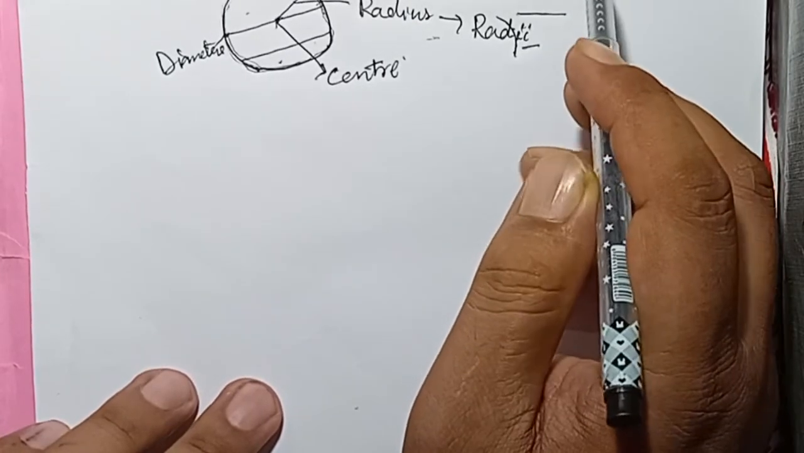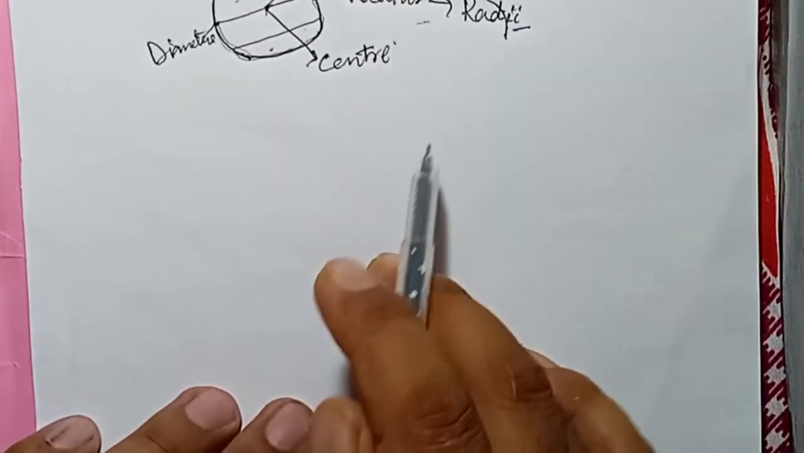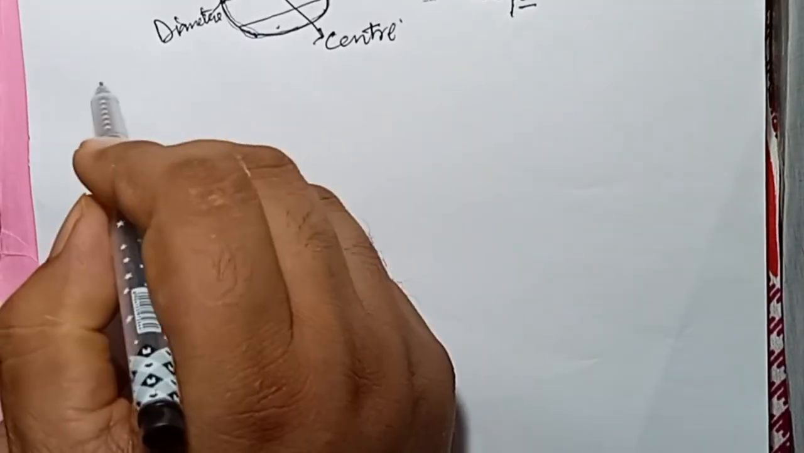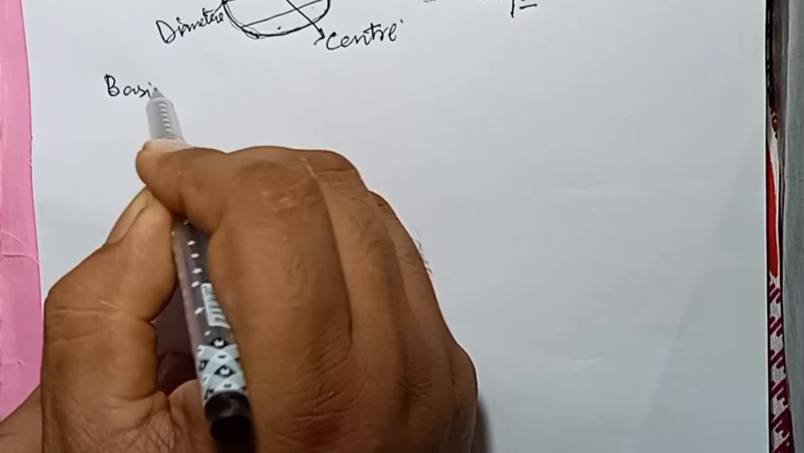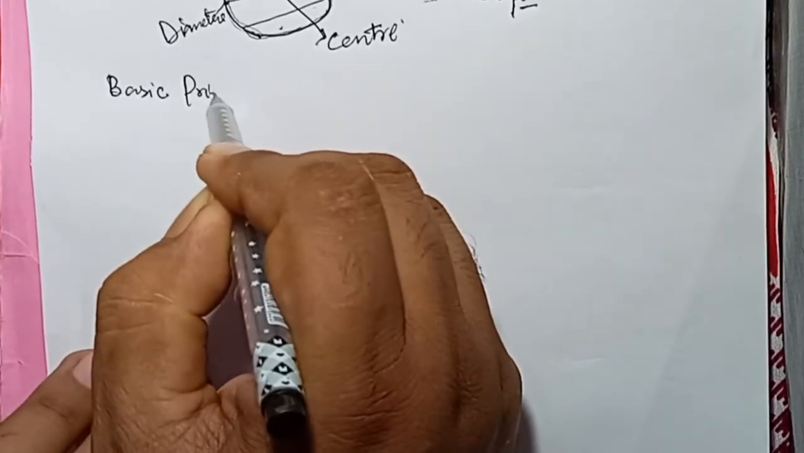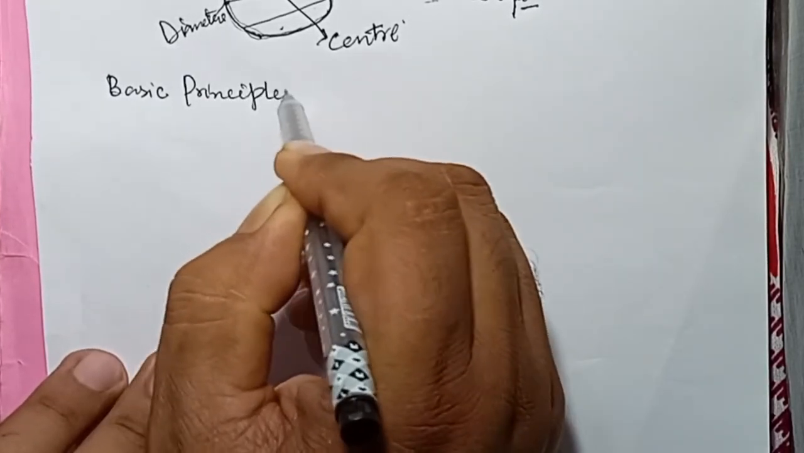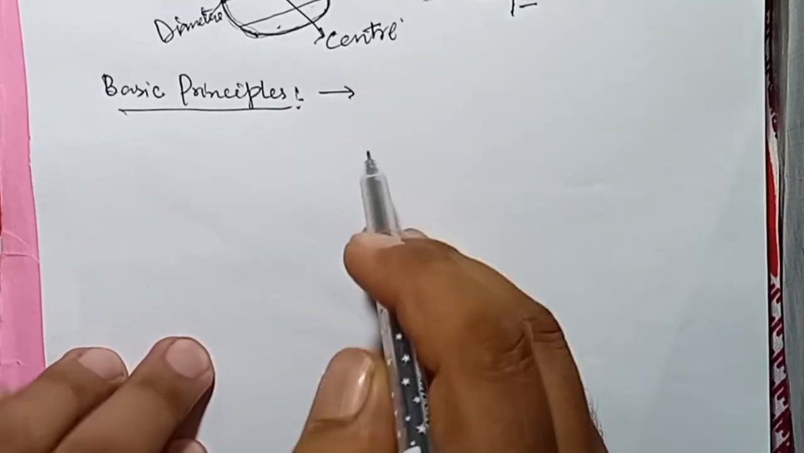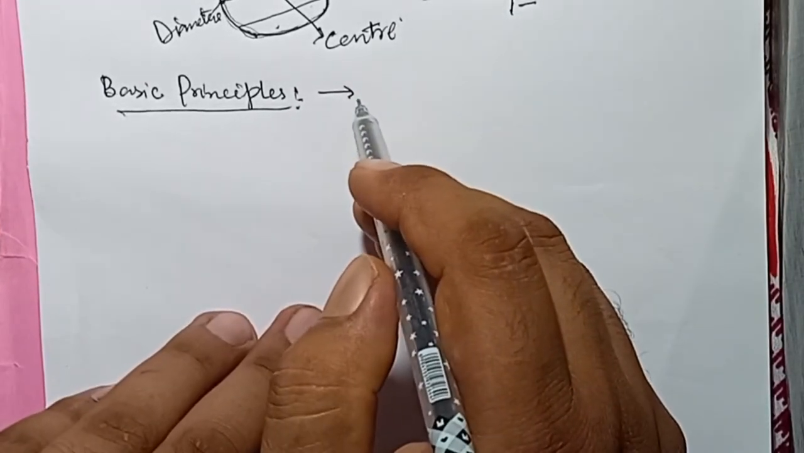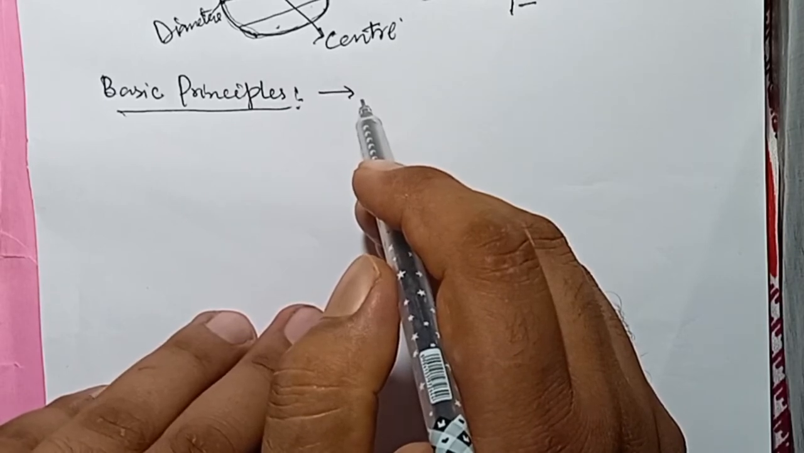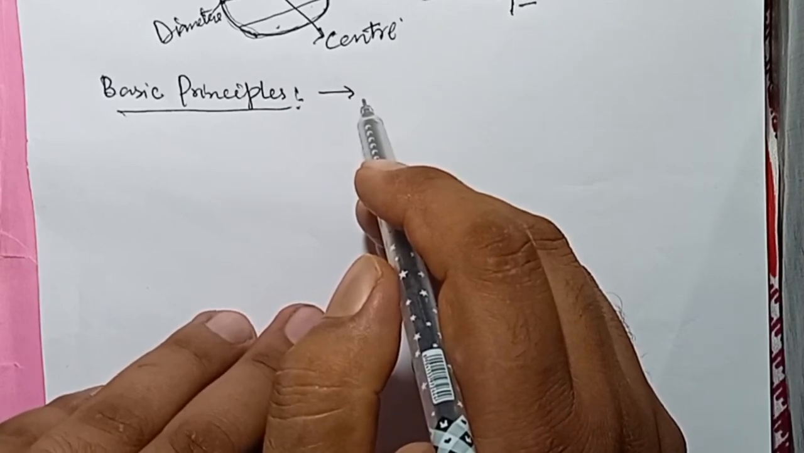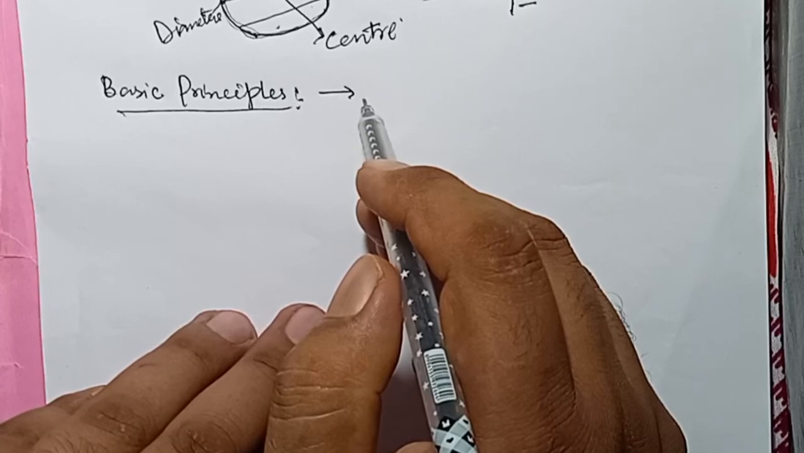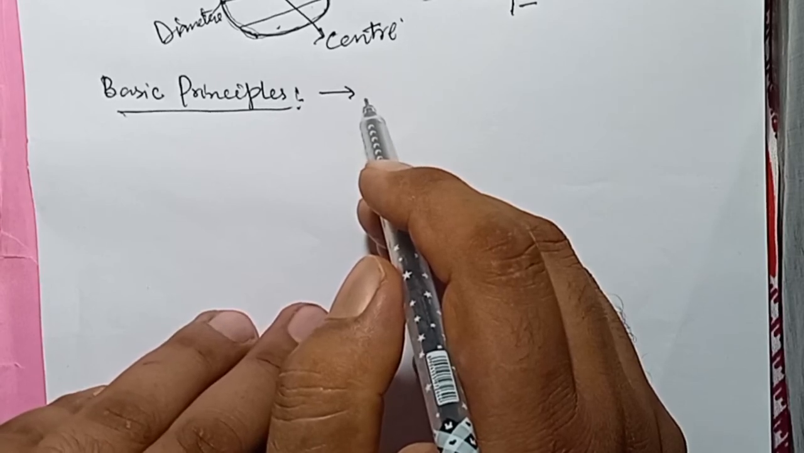Now coming to our main topic, you can see on page number 66 it is written basic principles. What are these basic principles? We need to understand these basic principles, because these results will be used in the coming exercises. So keep understanding each and every point and repeat the video if you have any doubt.